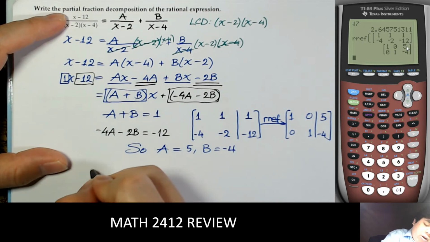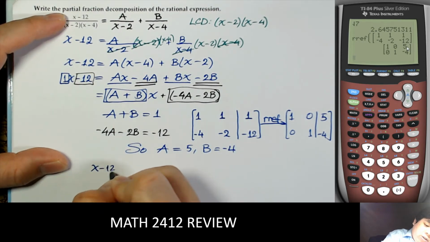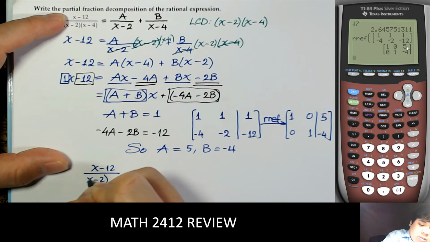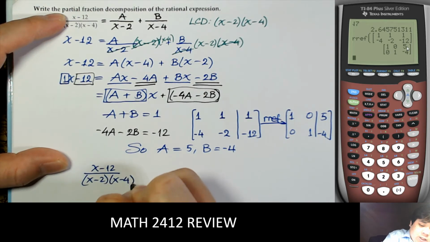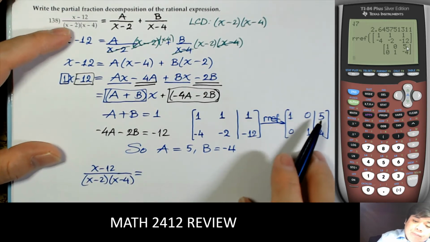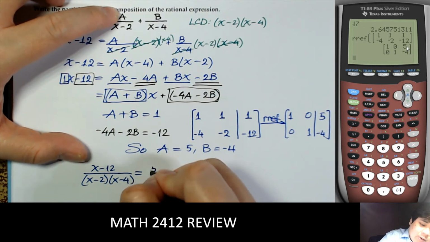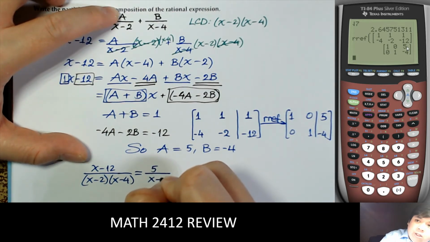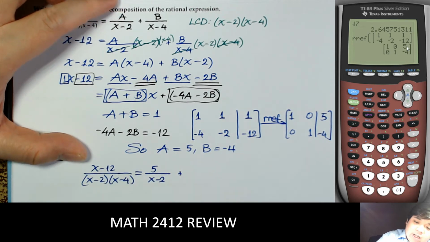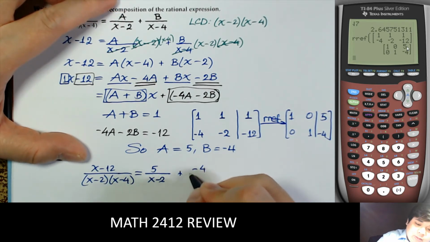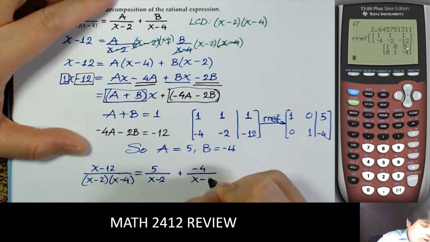So the original problem, x minus 12 over x minus 2 times x minus 4, will be equal to 5, which is A, so we have 5 over x minus 2, and then negative 4 over x minus 4.